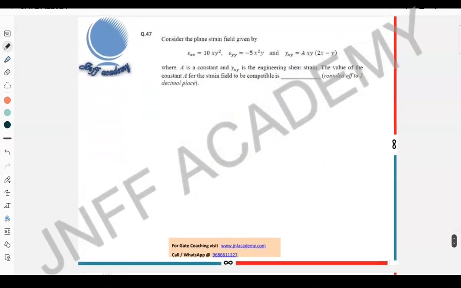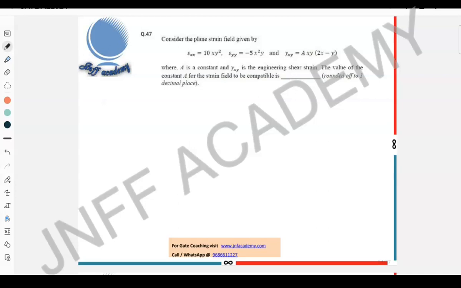Let us move to the next question. Question number 47. Consider the plane strain field given by epsilon xx is 10x y square, epsilon yy is minus 5x square y, gamma xy is A xy into 2x minus y. A is a constant, gamma xy is the engineering shear strain. The value of the constant A for the strain field to be compatible is what?